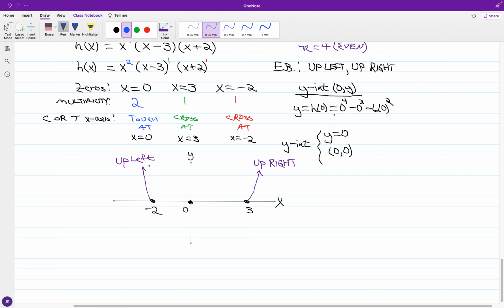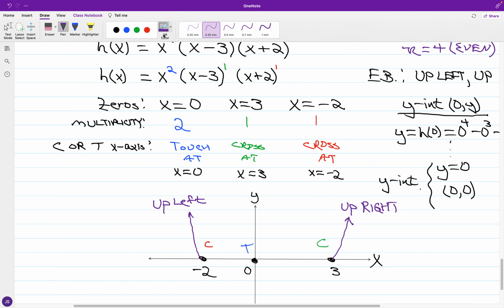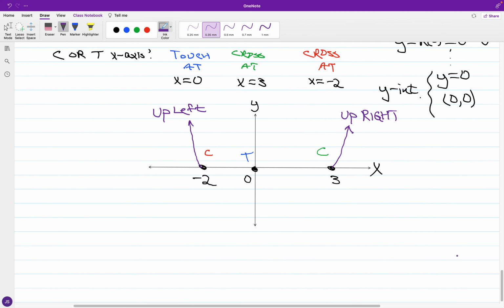So we have, again, at x equal to -2, now we're going to have the graph cross. And we have at x equal to 0, the graph is going to touch. And once we get to x equals 3, we'll have the graph cross. So just looking at what we have within these parameters.